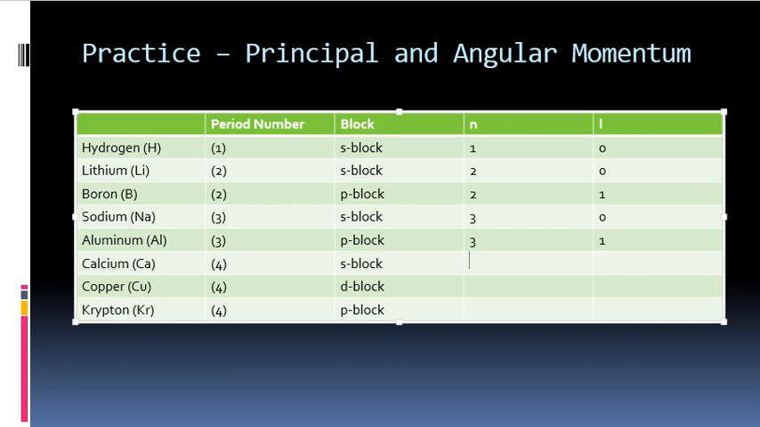For calcium, which is in period 4 and is again an S block element, N is going to equal 4 because that's the period number, and L is going to equal 0 because we're talking about an S electron.